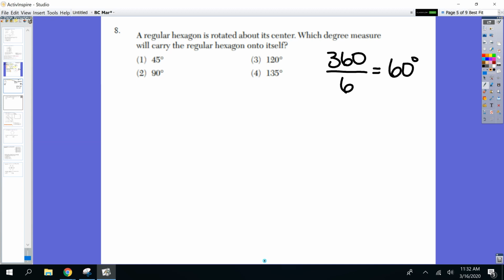But remember what we said. 60 is only the minimum. You go another 60, it'll carry it onto itself again. Any multiple of 60 will carry this hexagon onto itself. So I see 120, that is a choice. We are good to go. All right, so any multiple of 60 would have done it.